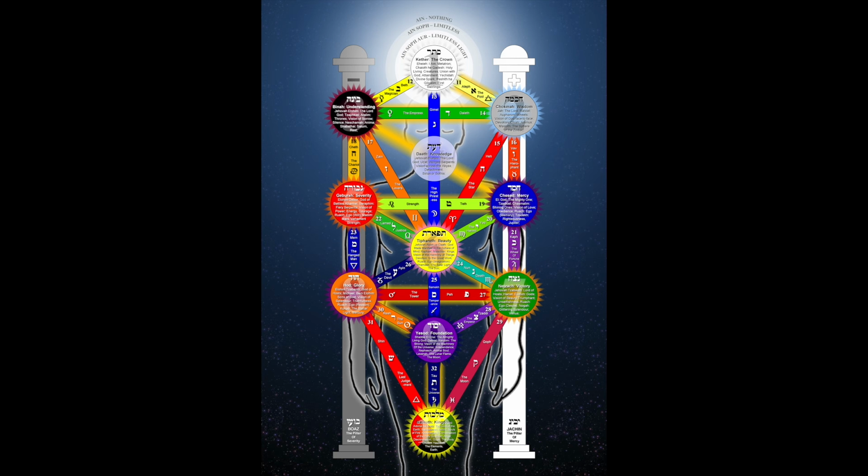The Kabbalistic Tree of Life is the process of creation, and it is the map of creation. It is the map of divinity. It is the map of you, the map of your soul. It is the map that shows how divinity materializes. It's the map that shows how we can reach back to divinity.